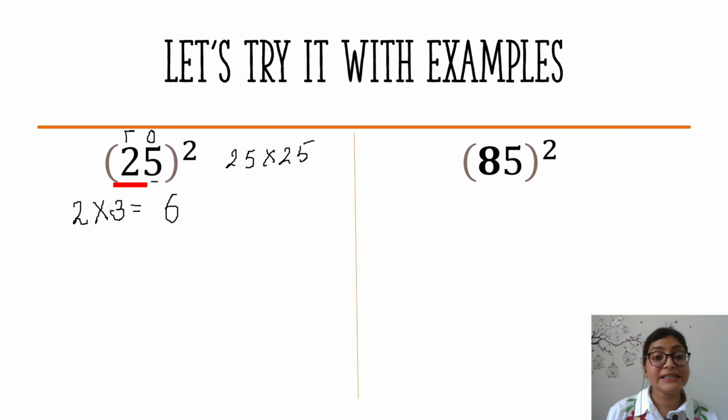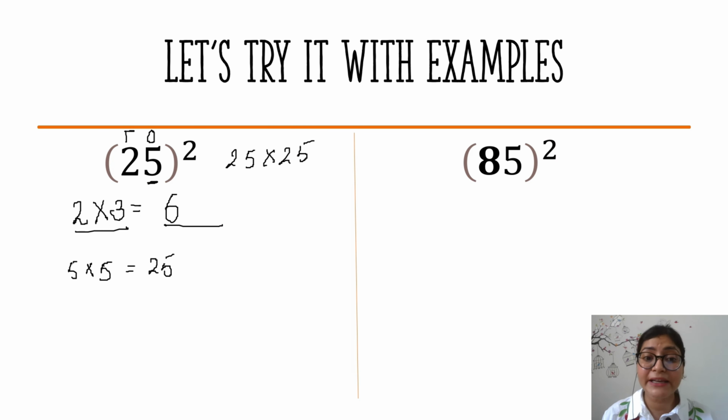Now, what does the second step say? It says we need to write the square of 5 with the number that we got after the first step. So what is the square of 5? What is 5 multiplied by 5, or 5 square? It's 25. 5 fives are 25. So we simply need to write this 25 along with this 6 that we got after the first step. So 625 is the answer. When we find the square of 25, we get 625.